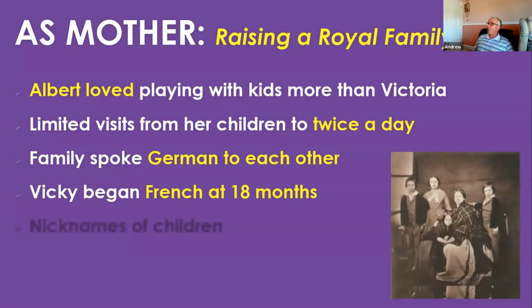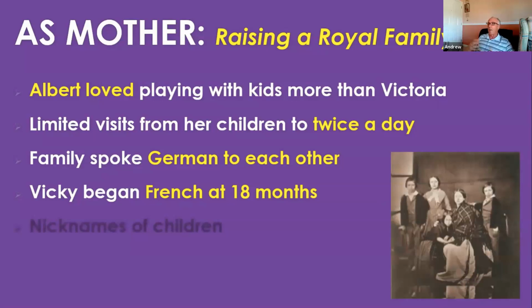The family will often speak German to each other. In fact, this also continues even after Victoria's gone. Doing a bit of research about Bertie, her heir, often the family, when they want to discuss something that they don't want the servants to hear, will speak in German again because obviously, most servants probably wouldn't speak German.